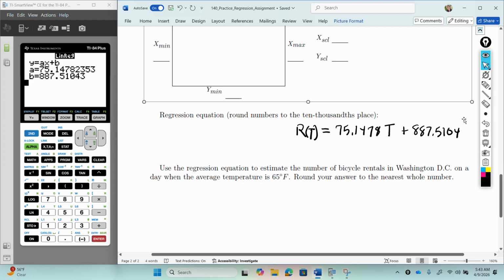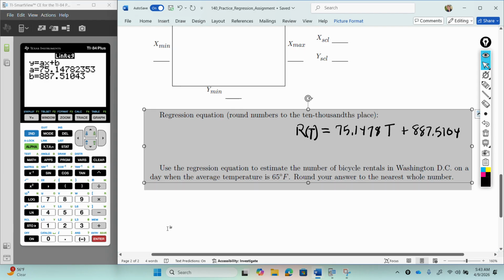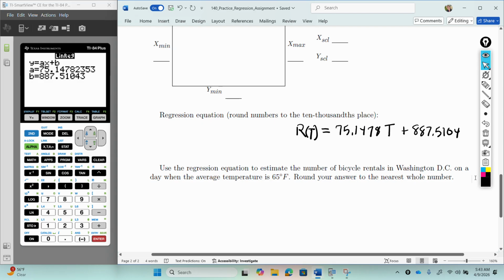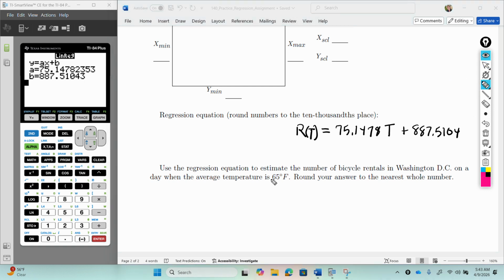Okay, so that is the equation. That's my regression equation. All right, use the regression equation to estimate the number of bicycle rentals in Washington, D.C. on a day when the average temperature is 65 degrees. So that's your T value.